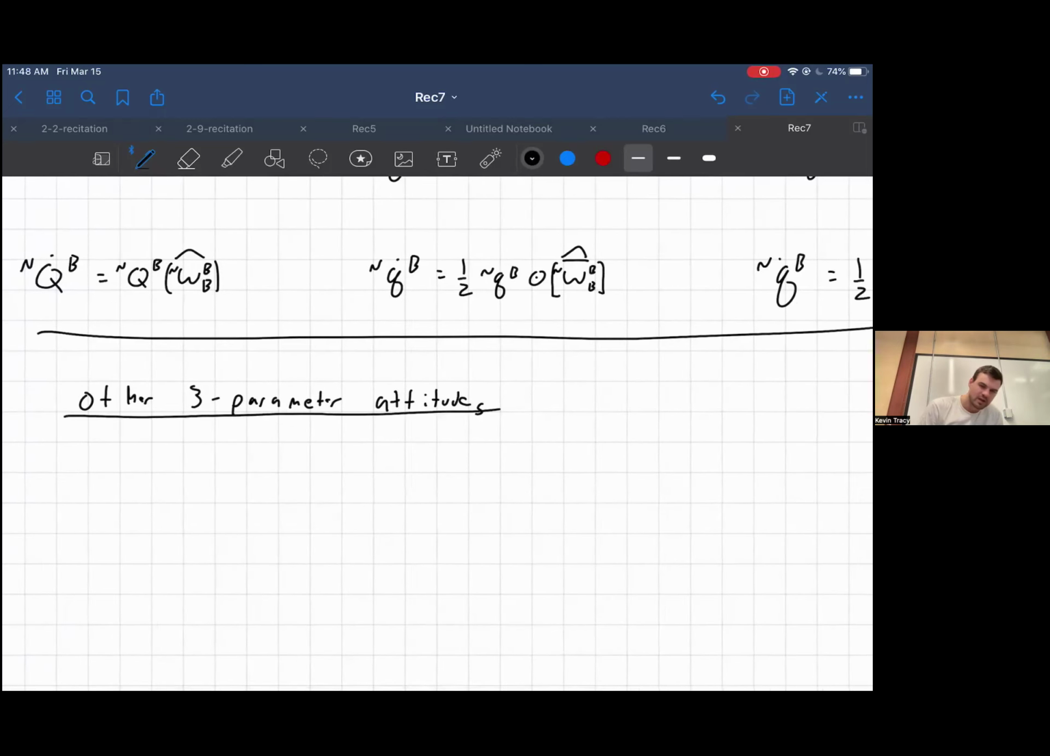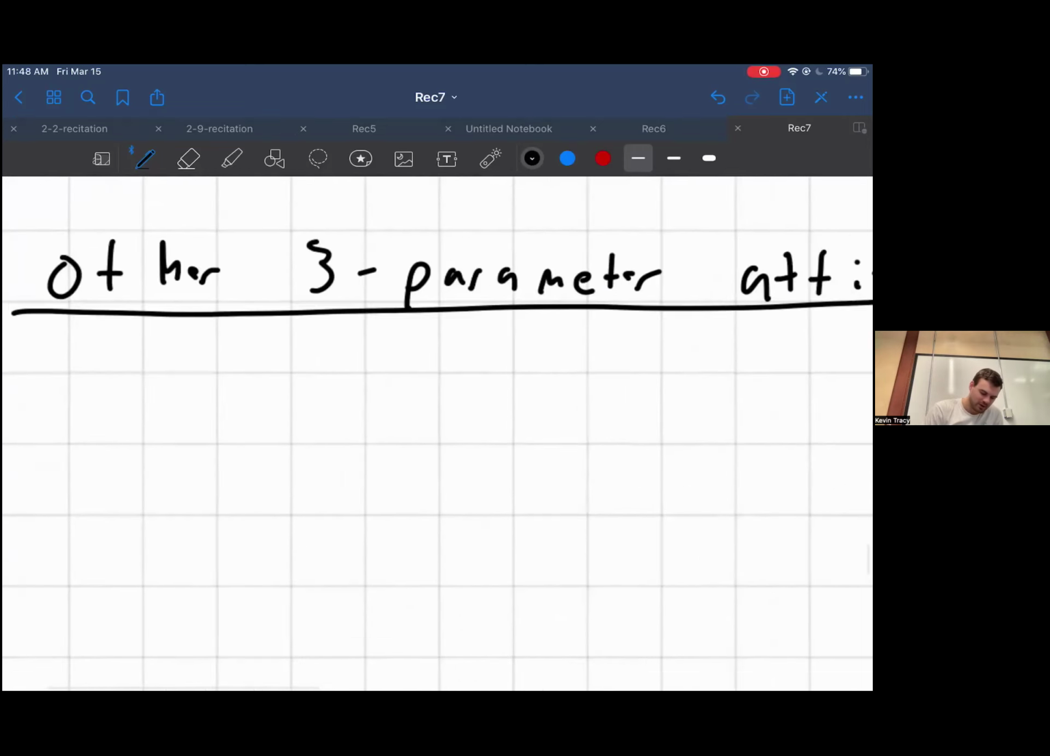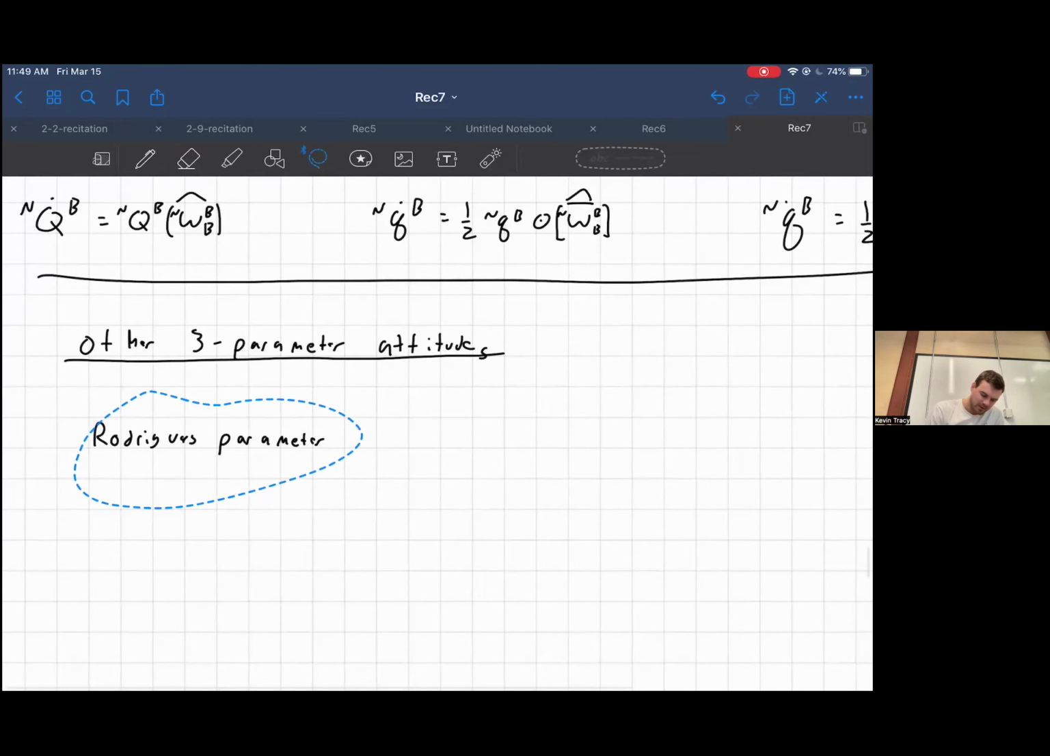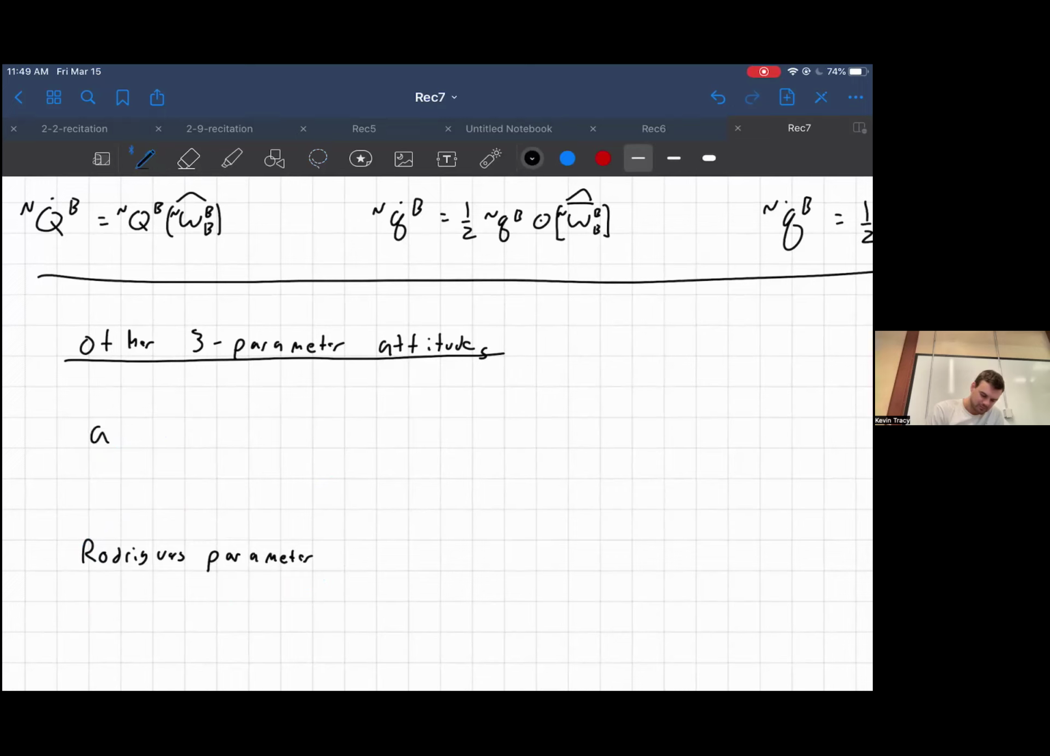Okay. So we have a few options here. The first one is a Rodriguez parameter. The first thing I actually talked about earlier was axis angle. Axis angle was just this: I have literally an axis multiplied by an angle. For the Rodriguez parameter, I take my quaternion, and I do vector over scalar.